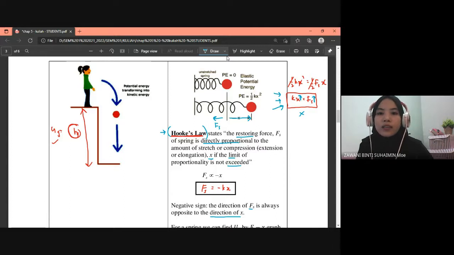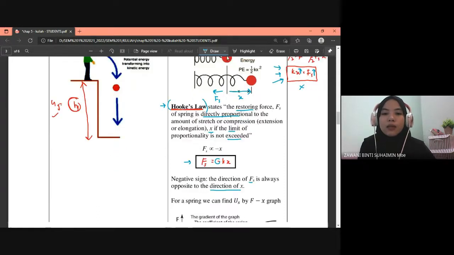Okay, so tadi extension kita ke kanan. So kalau you nampak, they are opposite to each other direction dia. So that's why our relationship Fs is equal to kx, tapi salah satunya mestilah ada negative sign. Okay, so maksudnya contoh Fs kita positif, so extension kita akan jadi negative sign lah. Okay, so macam dalam equation ini.